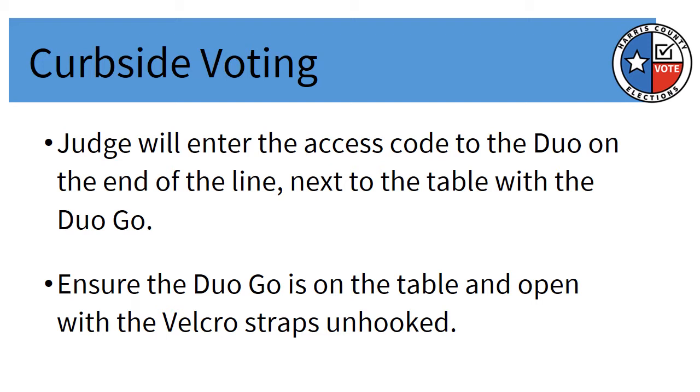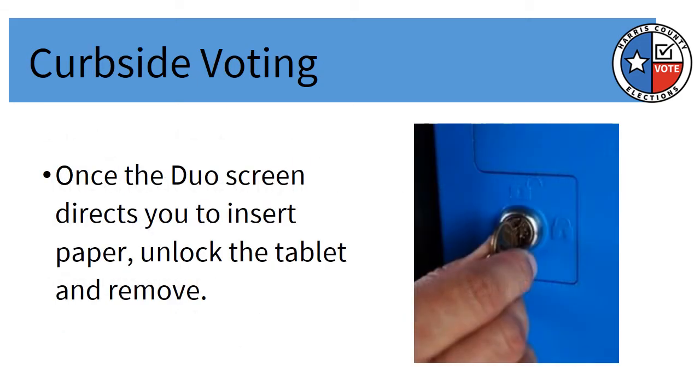On the touch screen, enter the access code. Make sure that the Duo Go is on the table next to the Duo and is open with the Velcro straps undone, ready for the tablet to be placed inside. Once the Duo screen directs you to insert the paper, unlock the tablet and remove it from the Duo case. The screen will now display Connect to Duo Go Carrier.